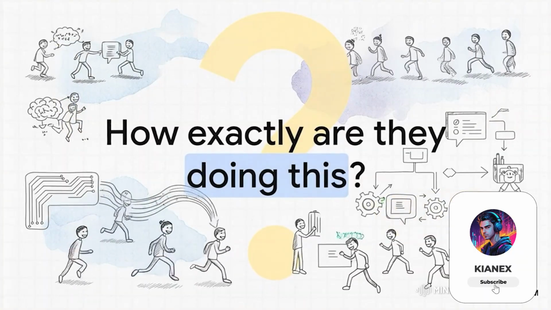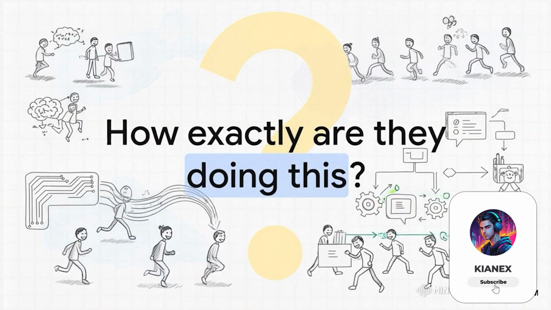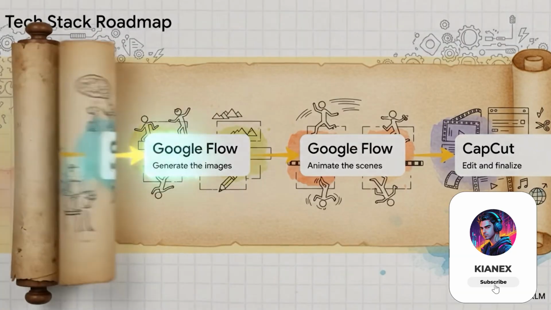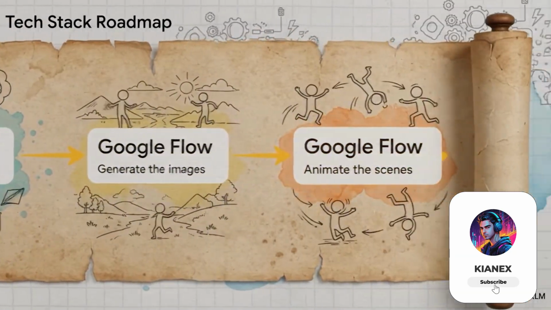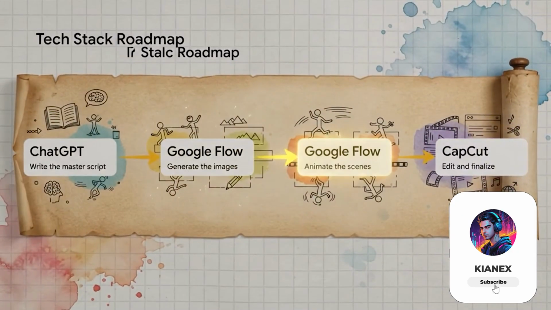Seriously, some of these super simple channels are clearing up to 50 grand a month. The wild part? It's incredibly easy to replicate. Here's exactly how they pull it off. We're using a simple 4-step tech stack to take you from a basic prompt to fully published.